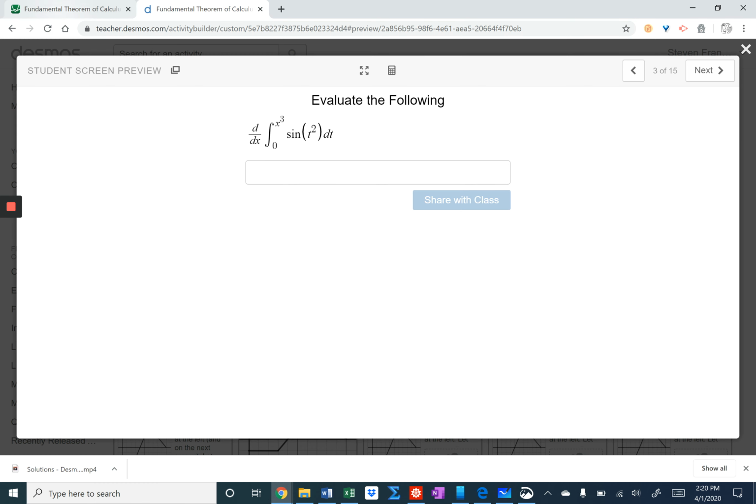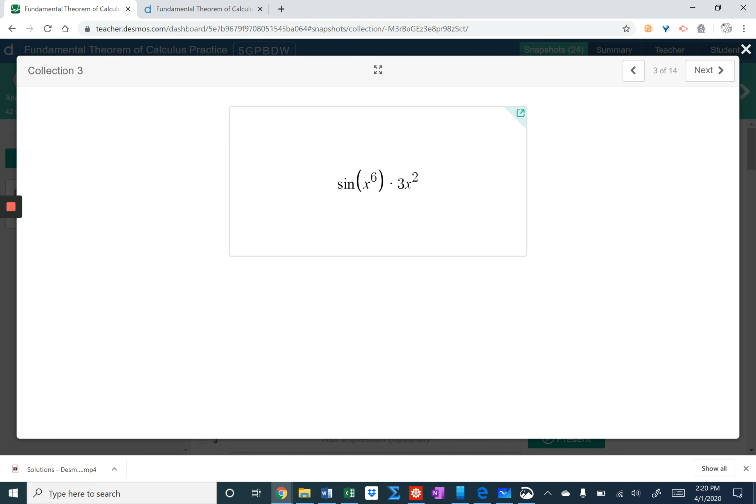So let's take a look at an answer from one of your classmates. So this is what the answer becomes. t was replaced with x cubed, and x cubed squared is x to the sixth. And then we got the sine of that expression. And then the derivative of x cubed is 3x squared. So we just multiplied by that derivative.